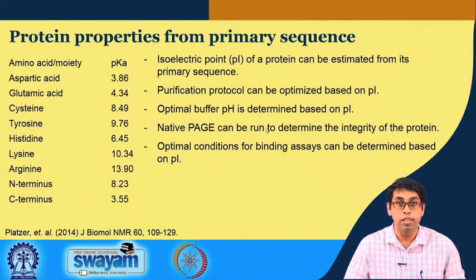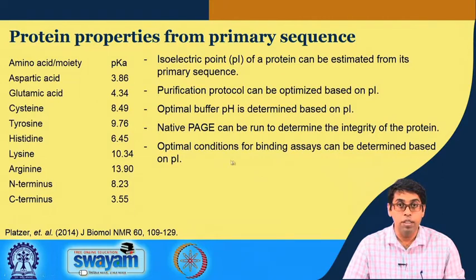If you know the pI, you can also run a native PAGE to determine whether you have a single protein or you have a mixture of proteins, where the protein has higher oligomeric states, or there are other degradation products, or the protein has both folded and unfolded forms. So, a native PAGE can be run to determine how monodispersed your protein sample is, the integrity of your protein sample, and again you can run the native PAGE only if you know the pI of your protein.